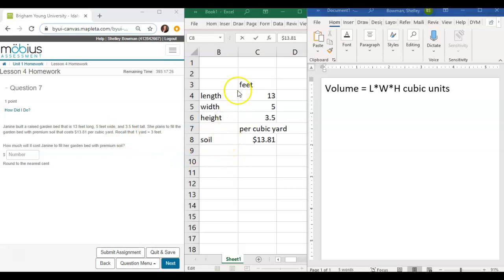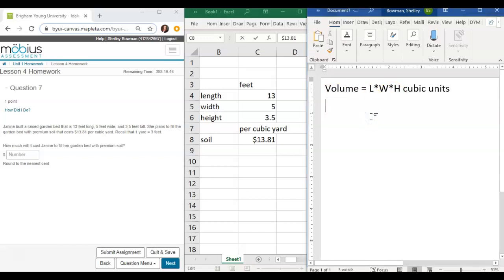So I see first of all that her bed has been measured with feet and the soil is being measured with yards. So I have two options. I can either solve the problem first and then convert it because I need to get to yards at some point, or I can convert her measurements to yards and then I don't have to convert later. It doesn't matter, whatever your preference is, and so I just picked one. I'm just going to find the volume first and then I'll convert at the end.